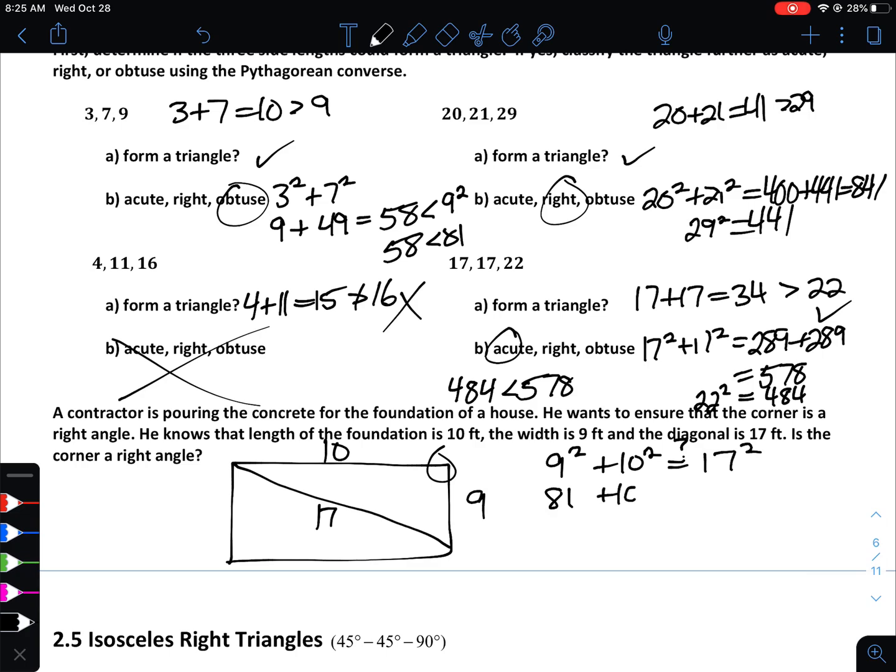So 9 squared is 81, 10 squared is 100, and 17 squared is going to add up, or multiply, to be 289. 81 plus 100 is 181. That is less than 289. So this would be an obtuse angle. And so what we would have to say is that it is definitely not a right angle.